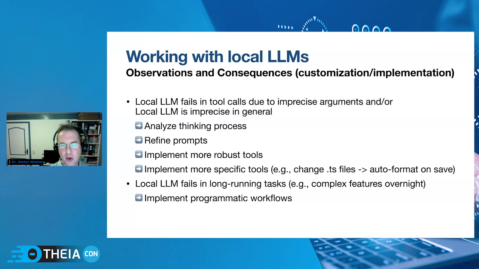Some things that we could customize or implement in the future, which we can think about: if something goes wrong, if the LLM runs in circles or it's imprecise, analyze the thinking process, analyze which tools it calls and why, and with which arguments, and maybe take that as a hint to refine prompts and to implement maybe even more robust tools, so tools that are not that exact, that can deal with imprecise input. Maybe even implement more specific tools.